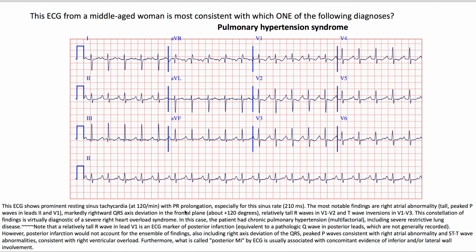This ECG is from a middle-aged woman. It's most consistent with which one of the following diagnoses? The answer, pulmonary hypertension syndrome.